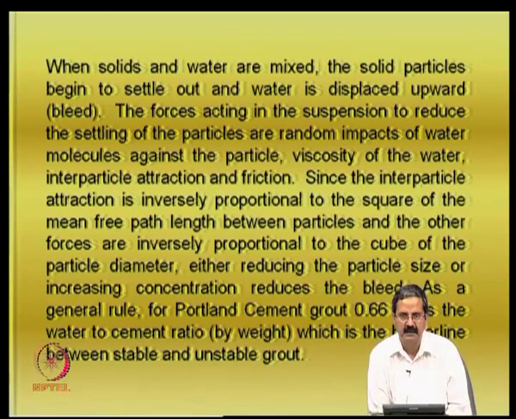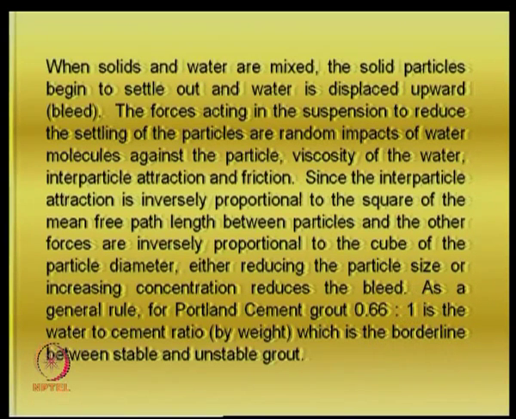One should do some trial experiments before one prepares this material. As a general rule, the Portland cement grout has a 0.66:1 water cement ratio by weight, which is a borderline between stable and unstable grout. You can see that this water cement ratio is somewhat higher than what we are familiar with, which means properties like viscosity are important, and the grout should be able to flow and fill up the voids. That is what it means.